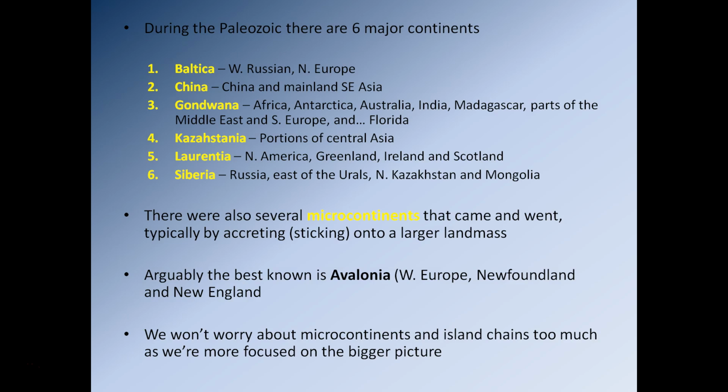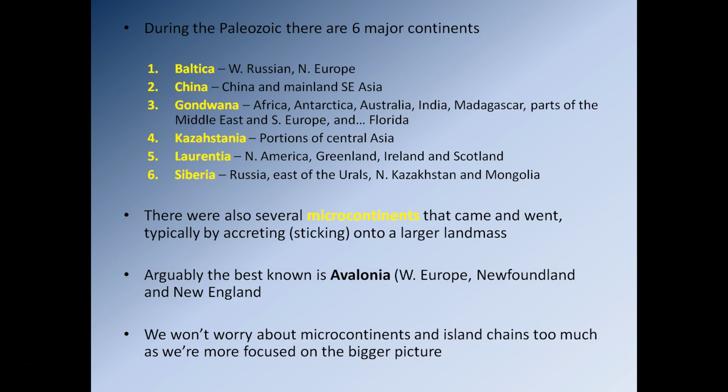Gondwana, so that's a continent that contains Africa, Antarctica, Australia, India, Madagascar, parts of the Middle East, parts of Southern Europe, and Florida. We have Kazakhstania, that contains portions of Central Asia. We have Laurentia, that's North America, Greenland, Ireland, and Scotland. And we have Siberia, that's Russia, east of the Urals, bits of northern Kazakhstan, and Mongolia. So you can see there are pretty substantial pieces of crust moving around.